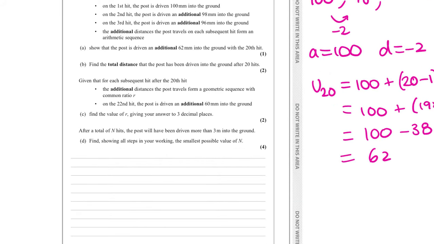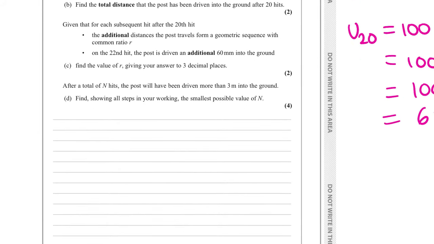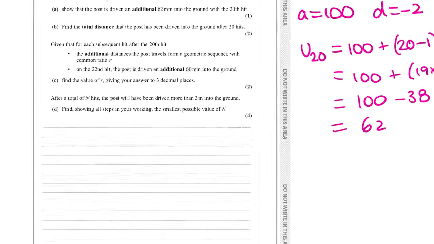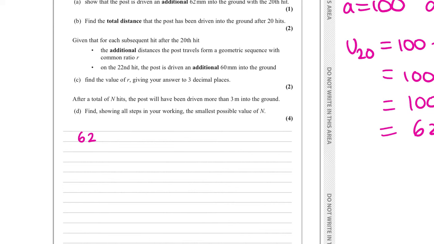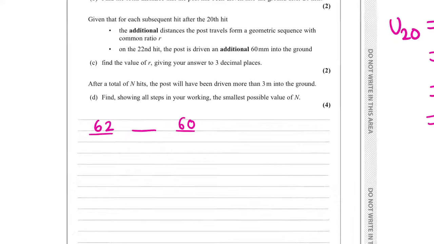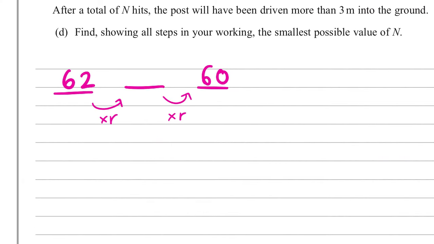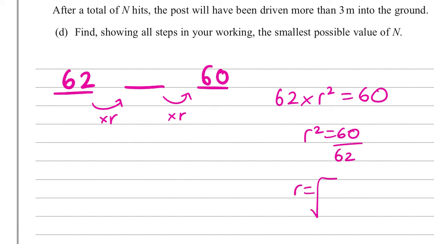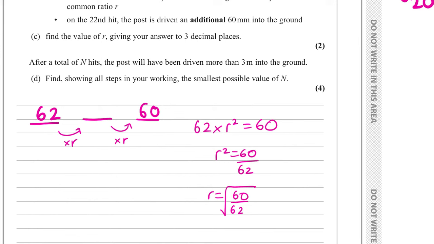Okay, then. Given that after the 20th hit, the additional distances the post travels form a geometric sequence with a common ratio r. Remember, the 20th hit was 62, so let's pretend we start at 62. On the 22nd hit, we're down at 60. Find r. Technically, we multiply by r, multiply by r, so 62 times r squared equals 60. So r squared equals 60 over 62, and r equals root 60 over 62. Some of you had the 21st root or some crazy stuff. It wants three significant figures, so 0.984. Perfect. So now we know what r is.